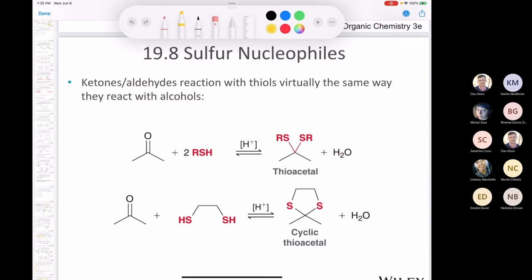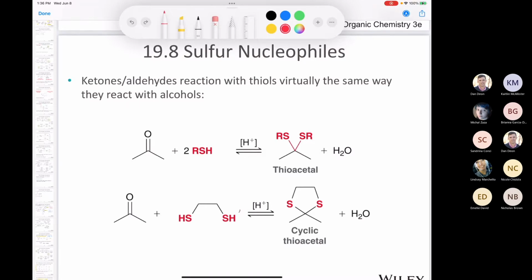So anyhow, ketones and aldehydes will react with the thiol the same way that they react with an alcohol. And we can end up making a thioacetal. So we're just replacing the oxygens with sulfur atoms here and here. So we get a thioacetal. Again, treatment with 2 equivalents of your thiol, catalytic amount of acid, and of course we remove water from the reaction mixture. And you can also use a dithiol, and in that case you make a cyclic thioacetal. Either one works, and you might be wondering, well, what can you do with the thioacetal?